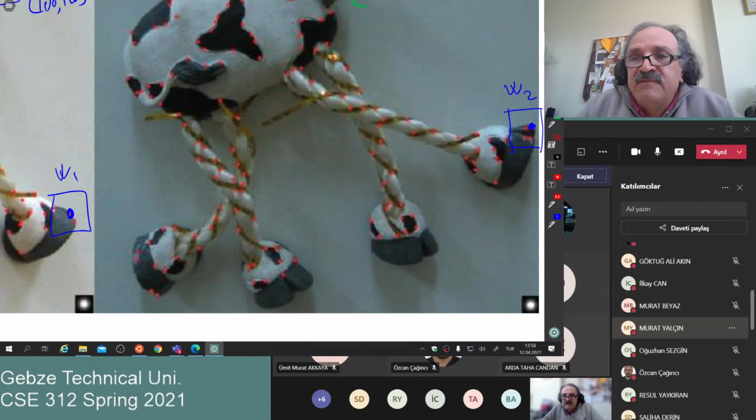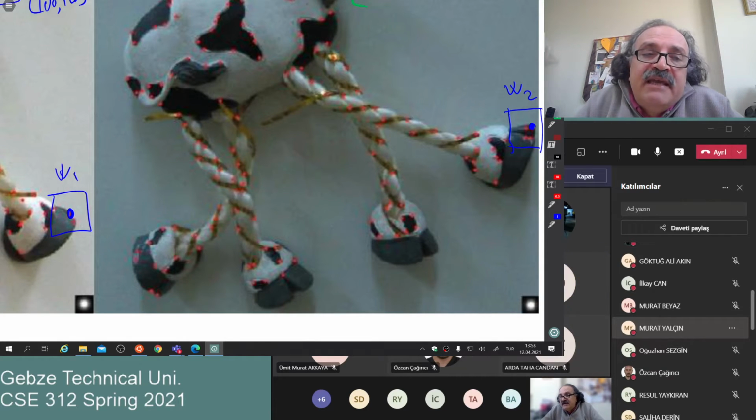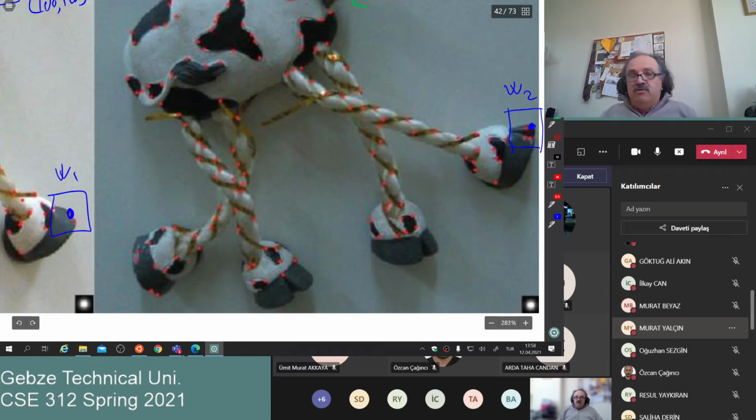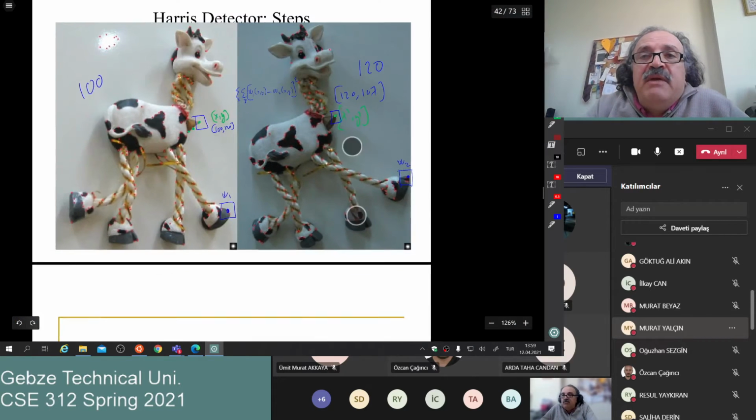This is not a good idea, that's what I am saying. Why is it not a good idea? Because the pixel values may change. Because the pixel values are so different. Why are they so different? Lighting is different, and even if the lighting is the same, as you see, the foot is rotated, right? If you take this window 1 and window 2, the foot is rotated. So this is not a good idea to make a match.